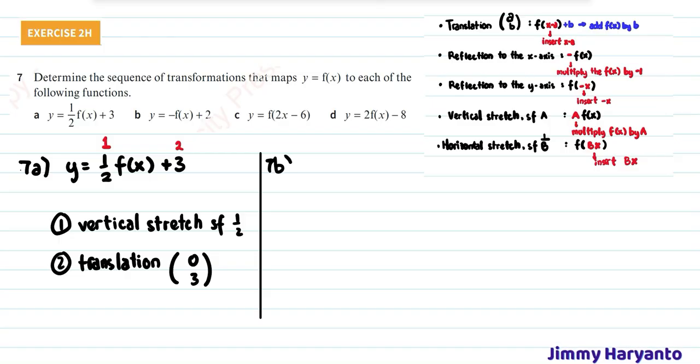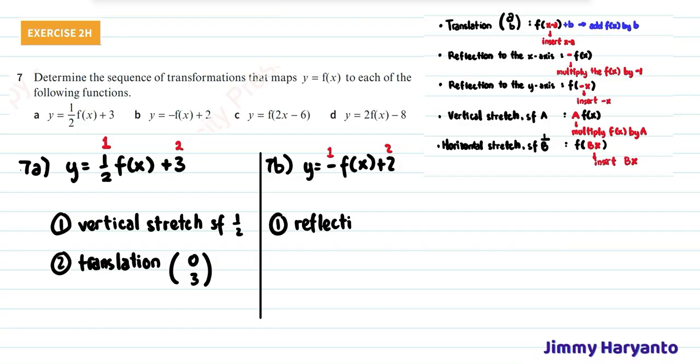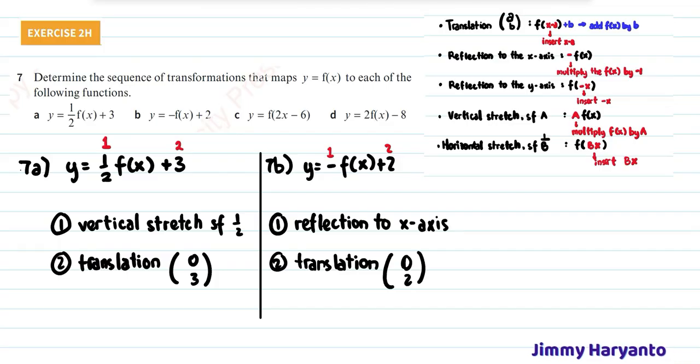Next, 7b. For 7b, the order is still the same. This is the first one, and this is the second one. So I only need to copy this, oh, it's different. So for the first one, it's reflection to the x-axis, and the second one is translation 0, 2.